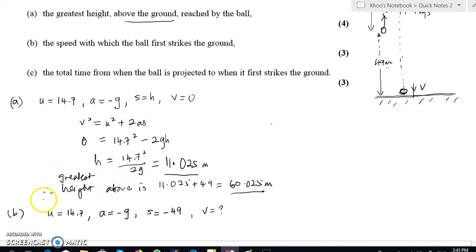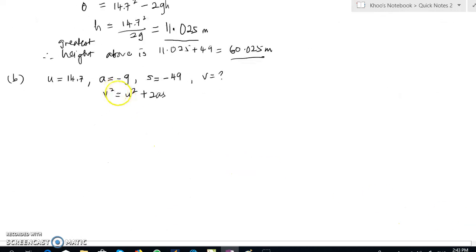So again, we are left with these four variables. Again, the same equation we'll be using. So we're going to fill in the information. So u is 14.7, squared. 2g is negative g, s is negative 49. Alright, so now work it out. That should give us this value.